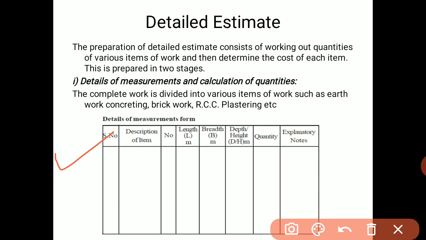So the first column is serial number and the second column is description or particulars of item, then numbers, then length, width, and height, which are measured in meters only. Then depth or height, and then quantity. Quantity here we get in cubic meter or square meter, depending on the nature of the item. Any explanatory note or remark goes in the last column. So this is the format of the measurement sheet.